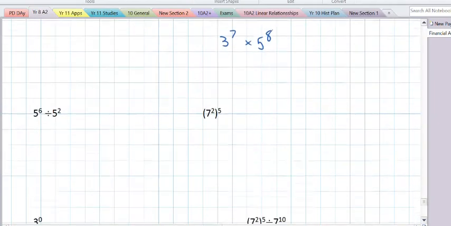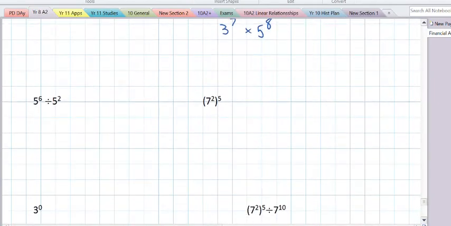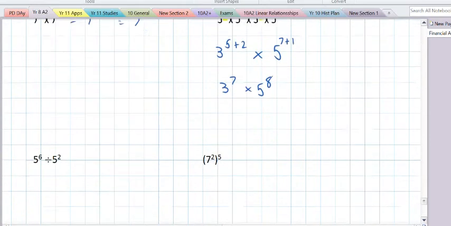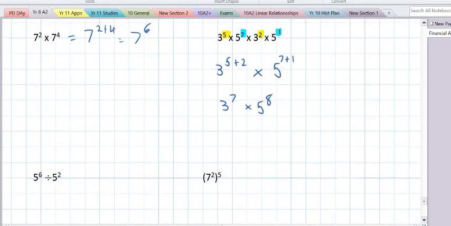Alright, just slow down. Do you want me to go up a little? Yes, please. Alright, I'll go up to there, and then the rest of you can start thinking about these ones here. 5 to the 6 divided by 5 to the 2. You take the exponents. Good.